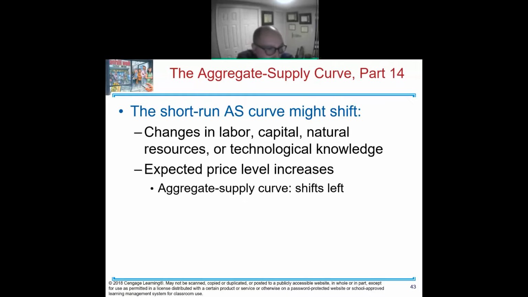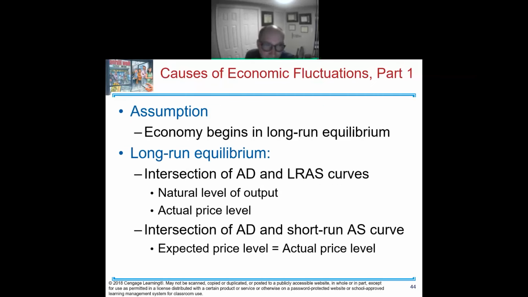In the short run, when there are short-term changes in labor, capital, natural resources, or technology, there will be an expected price level change. When it increases, the supply curve shifts to the left. When the price decreases, it shifts to the right. You guys know that, though.